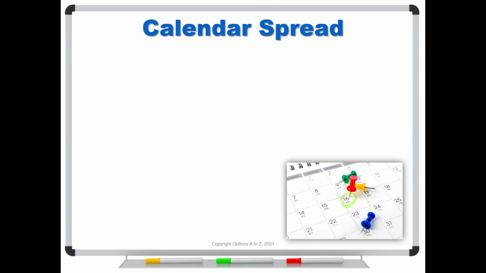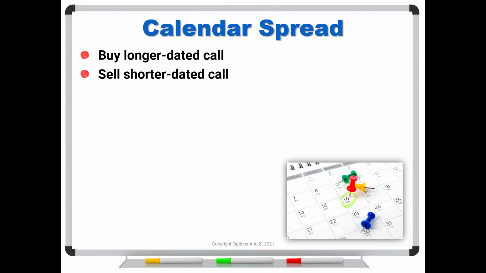So for a calendar spread, let's do a quick review. Remember, you are going to, let's say, buy a longer dated call and sell a shorter dated call. We could also use puts as well. But whatever date you buy, the one that you sell just has to have less time until expiration. They do have to have the same strike. That's what makes them a calendar spread.